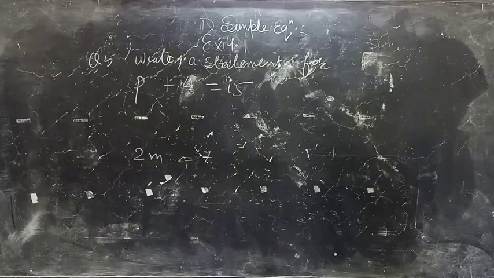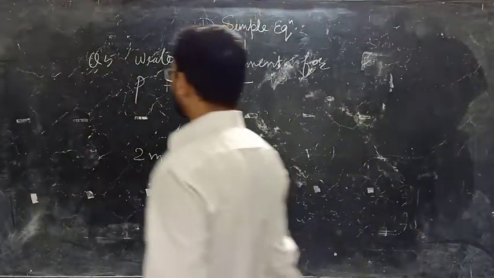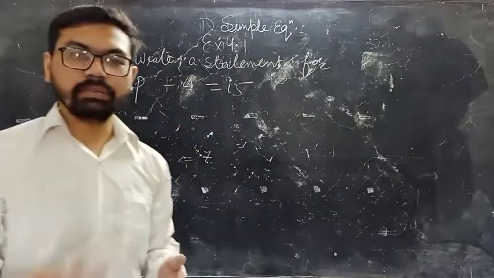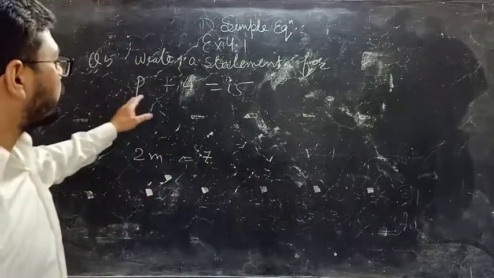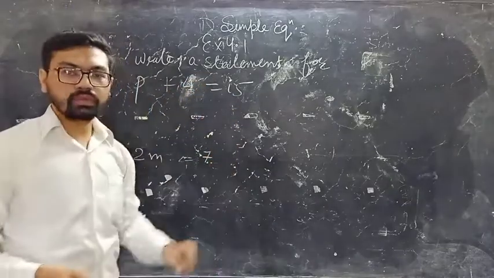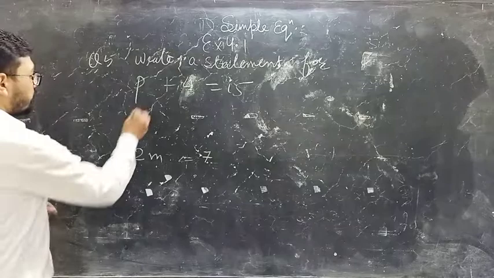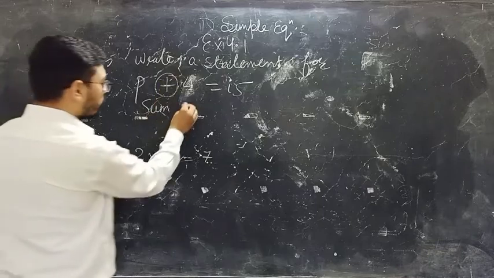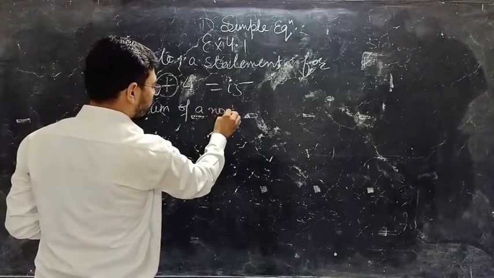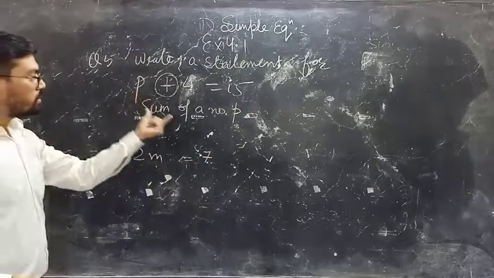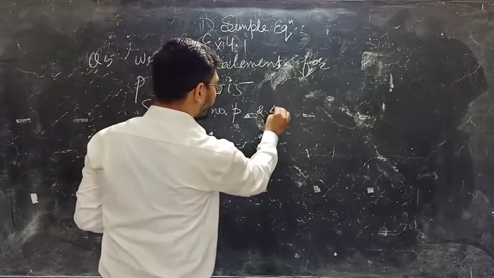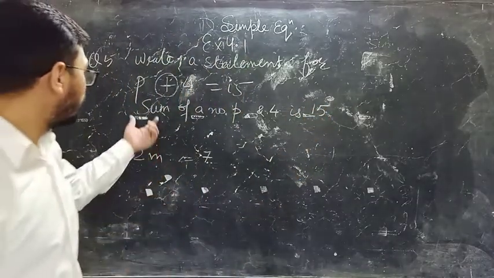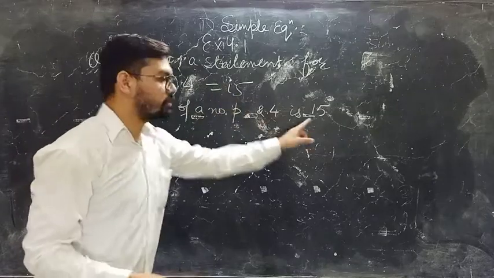So this is the last type of question in this exercise 2.1. So sometimes you are given an equation and you need to write a statement for that equation. Like write a statement for p plus 4 is equals to 15. So you can write, sum means addition. So sum of a number p, let's say you have a number p. Sum of a number p and 4 is 15, or you can say is 15. So sum of a number p and 4 is 15.